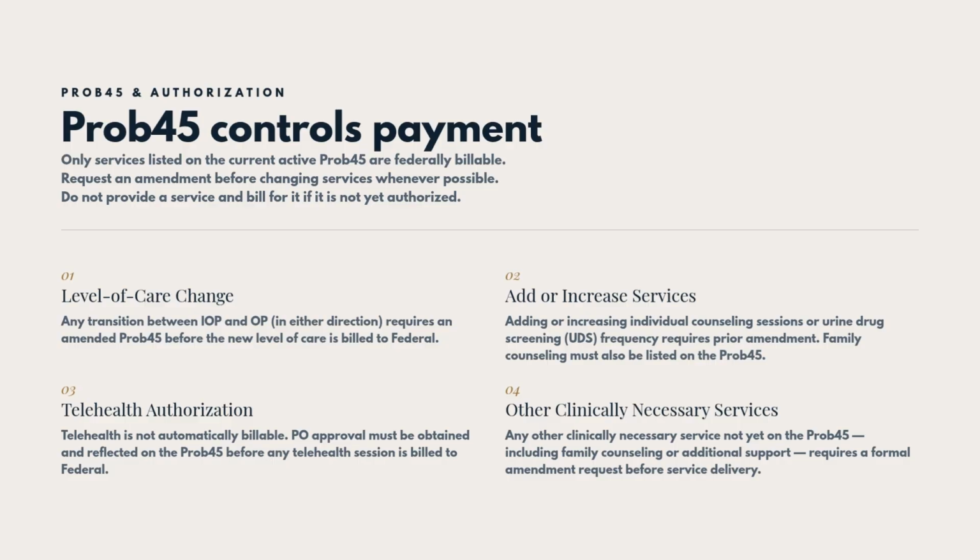Therapists should review the Prob 45 when they begin working with a federally funded client. You should also review it anytime the client's treatment needs change. A new amendment may be needed if the client moves from IOP to OP, or the client moves from OP up to IOP. Individual counseling needs to be added or increased or even decreased, or same with urine drug screening, whether it needs to be added or increased. This also can go for family counseling if we're recommending that, or if telehealth becomes clinically necessary, or any other service is needed that's not currently authorized.